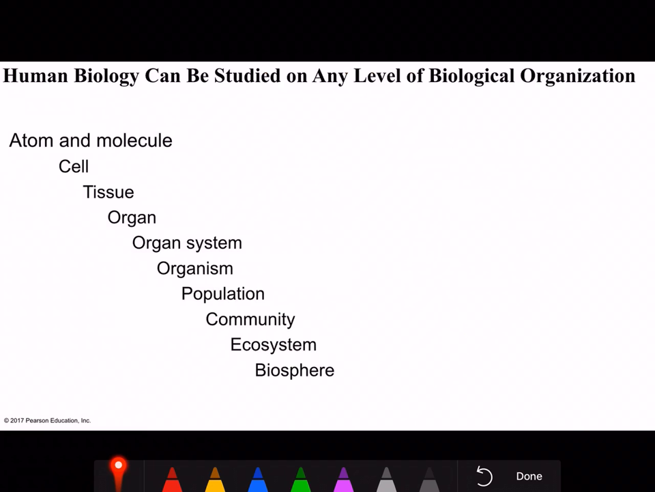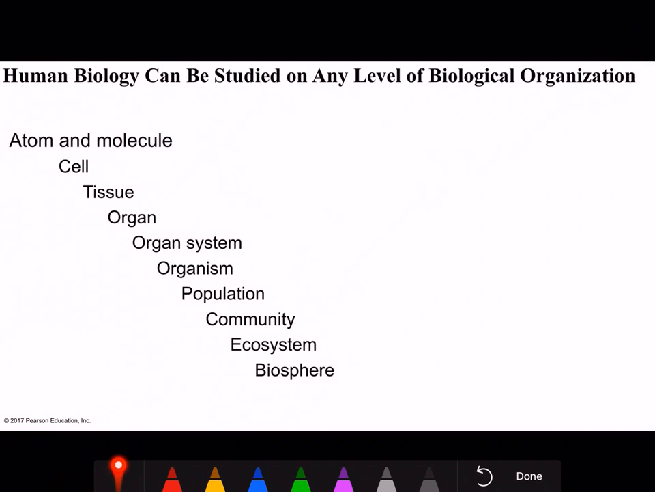Now, biological organization is a way to look at any biological system, or in general biological systems, and how they fit within each other. This helps us understand the relationship between these biological and chemical systems. Here is a look at the many levels through which we can study humans.